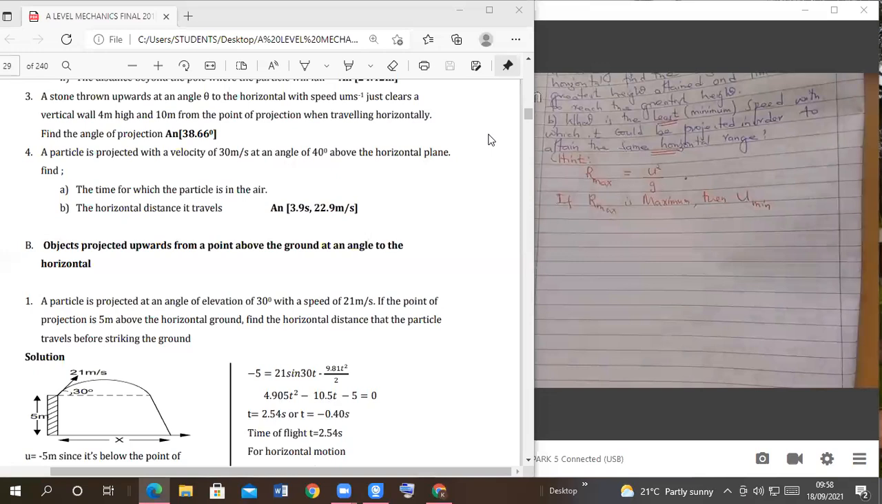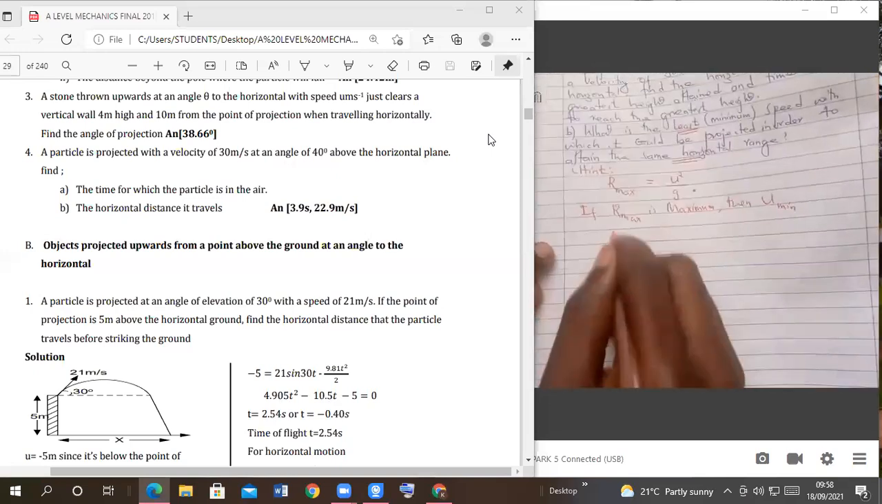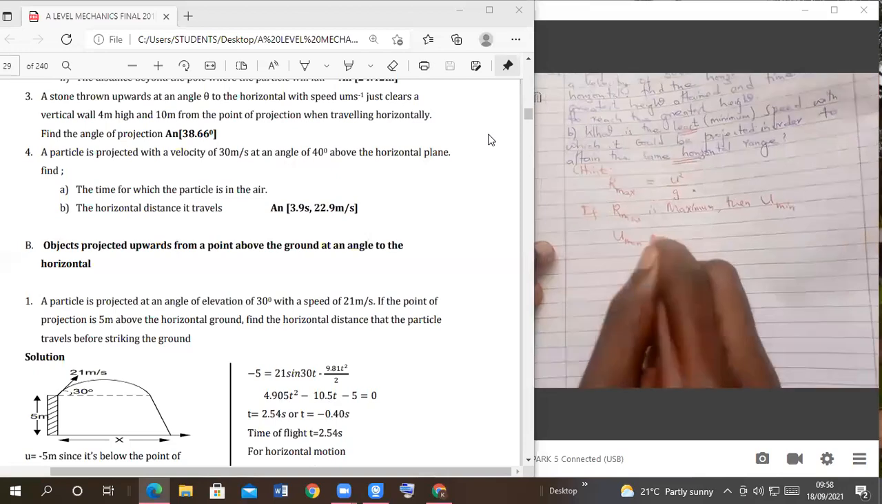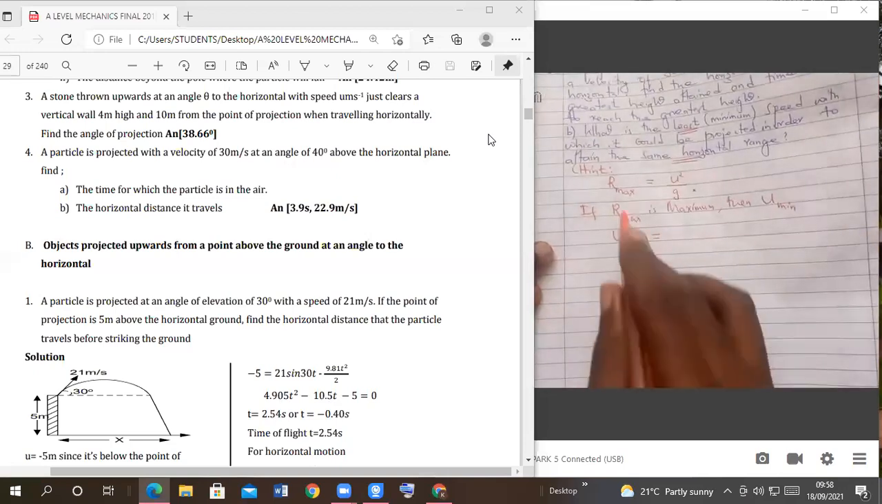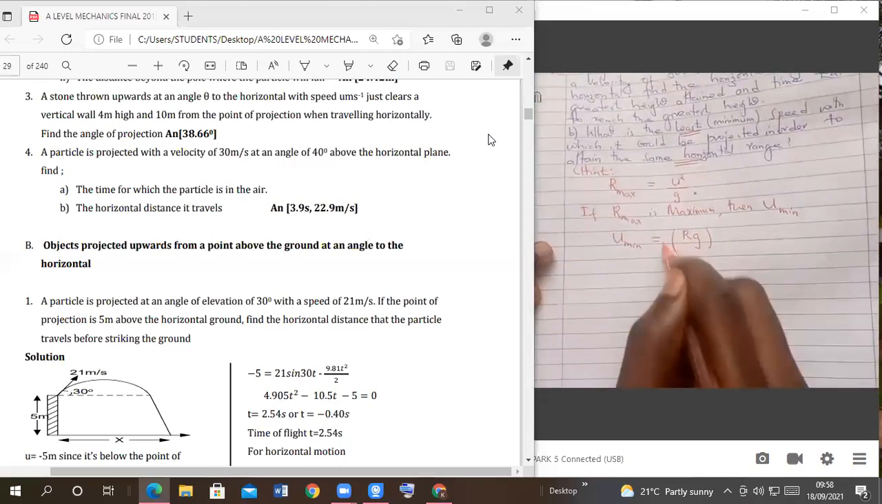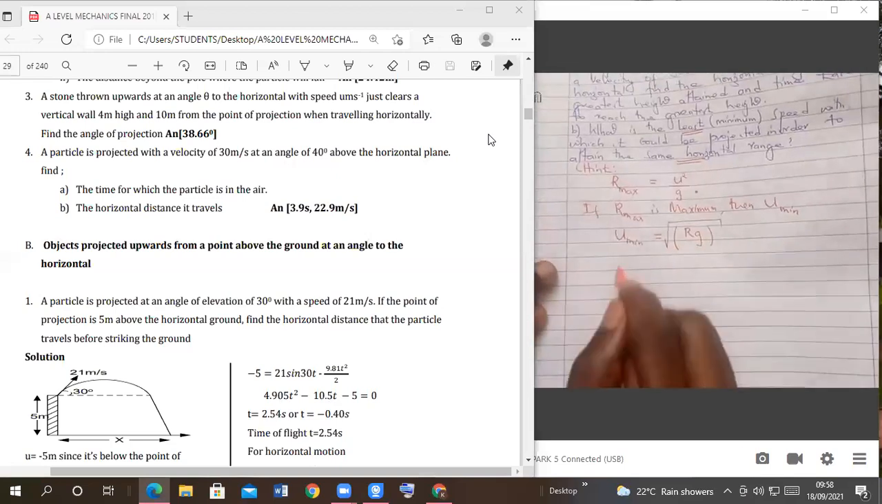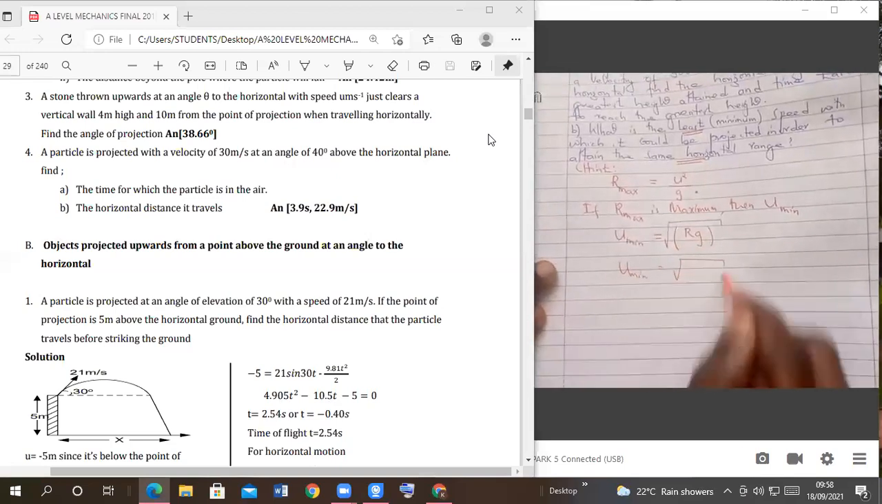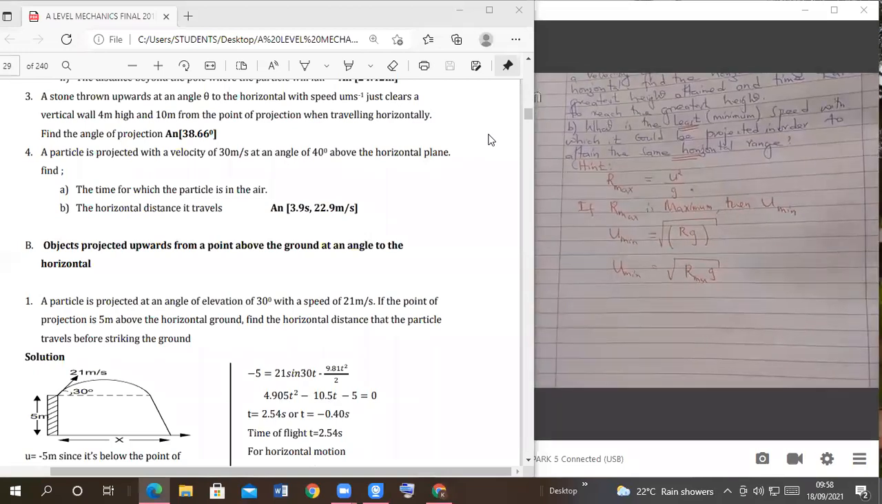So this is the equation you are going to use, which means U minimum is going to be the square root of R max times G. Have you seen that? Members, are we together on that? Sandra? Yes, teacher. Have you got that? Yes.